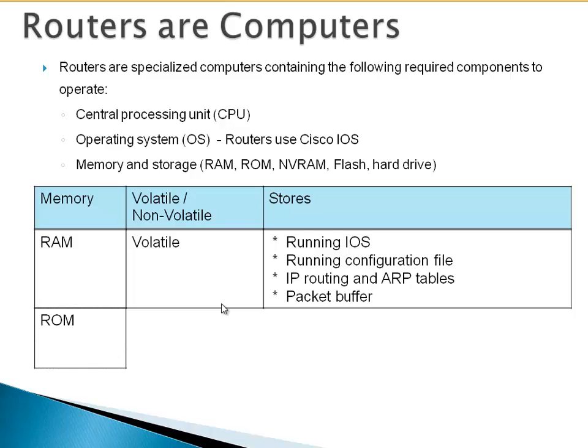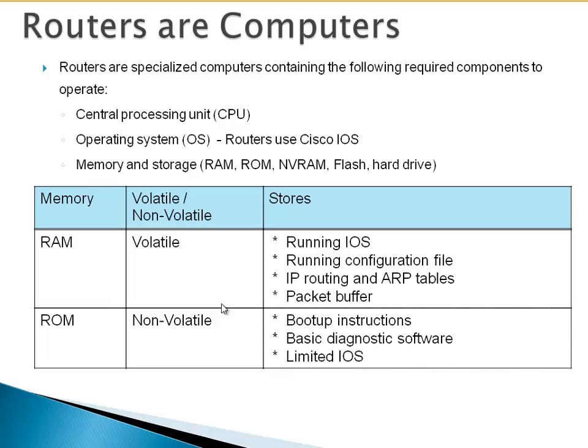Then the second memory type we have is called ROM, read-only memory. ROM is non-volatile, which means that it doesn't need power to retain the information. In ROM, we have boot up instructions, basic diagnostics software, and very important, a limited Internetwork Operating System. Now, this operating system will help us a lot in case we lose our operating system from flash, so we can recover our device from this limited operating system.